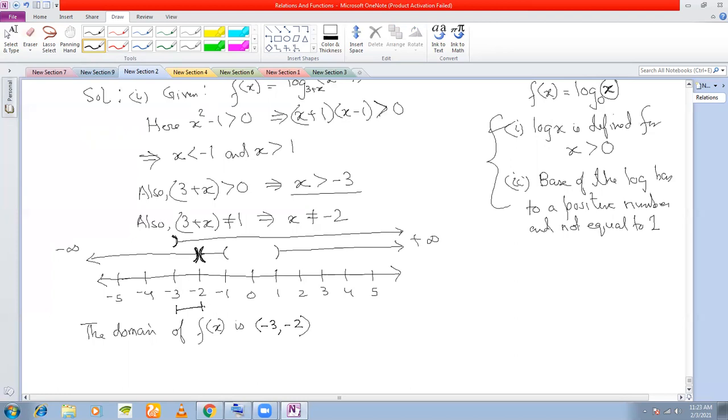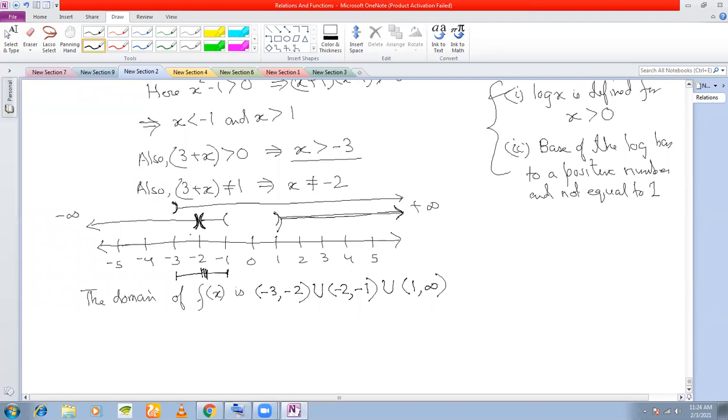Next, what is the next common region? -2 to -1, right? This is the next common region. Union -2 to -1. And what is the next one? Union, and then it runs from 1 to infinity. This is your domain. You understood what I want to say here?